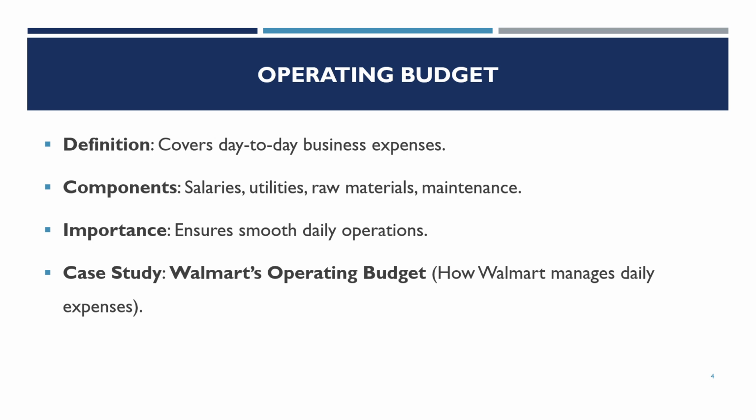So what is the importance of this operating budget? To get smooth operation of production, we have to look over the operating budget. Here I have taken one case study of Walmart. Walmart's operating budget includes the expenses for store operations, employee salaries, and inventory management. By carefully managing its operating budget, Walmart ensures that its stores run efficiently and can offer competitive pricing to customers.